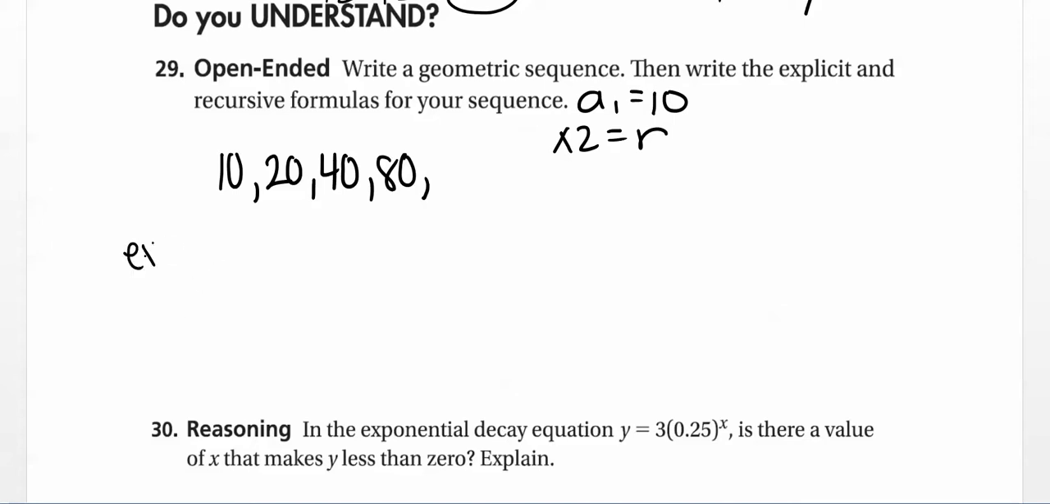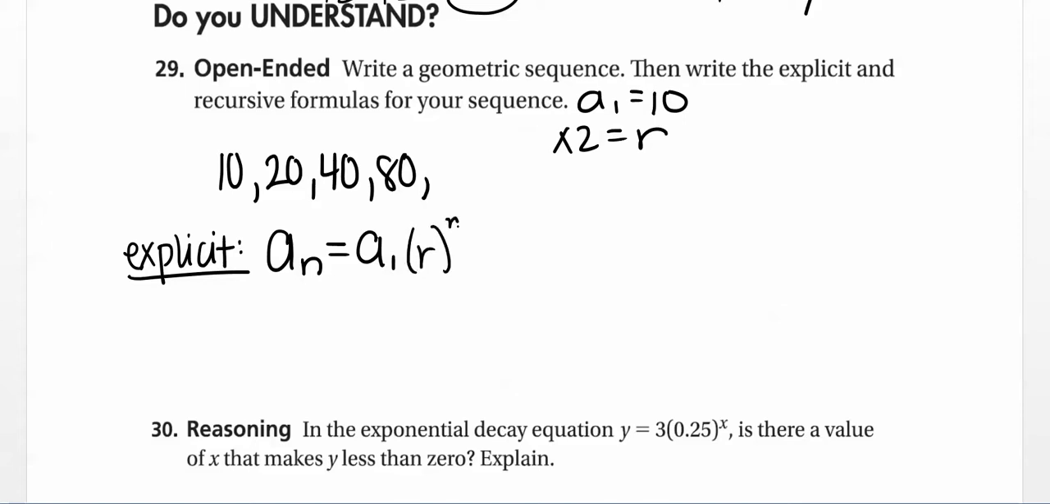The explicit is going to be a_n equals a1 times r in parentheses to the n minus 1. So all I have to do is plug in a1, 10 here, and 2, which is my r, here. So that would be 10 times 2 to the n minus 1, and that's where I leave it. I'm done.